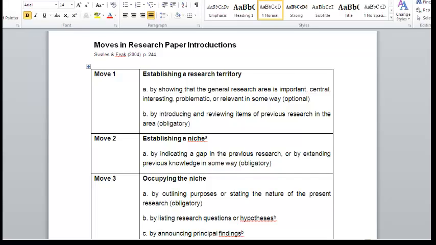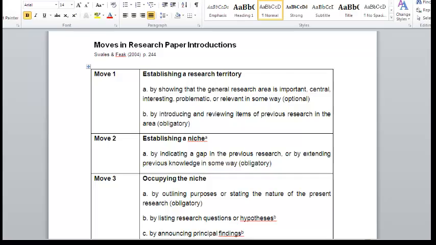So move 1, we discussed that this is establishing a research territory, that this is identifying the general area or the general problem scope that we're going to be talking about. By showing that, so move 1A, by showing that the general research is important, central, interesting, problematic, or relevant in some way. So this is optional, but you do need to do 1B, which is introducing and reviewing items of previous research in the area.